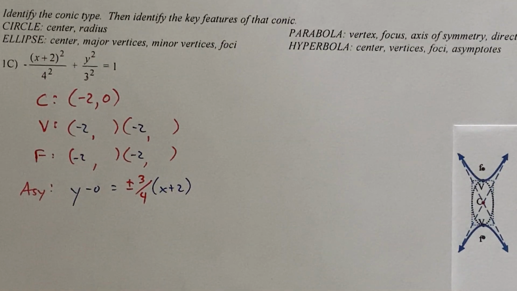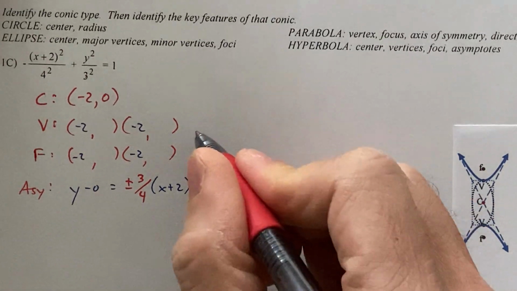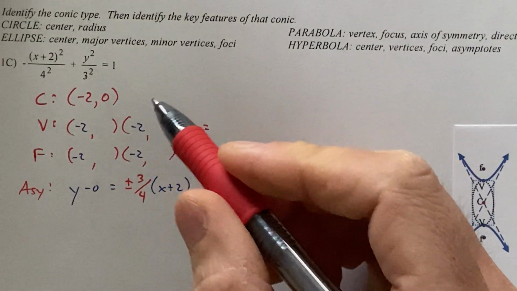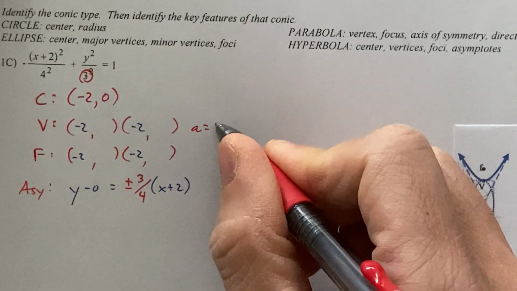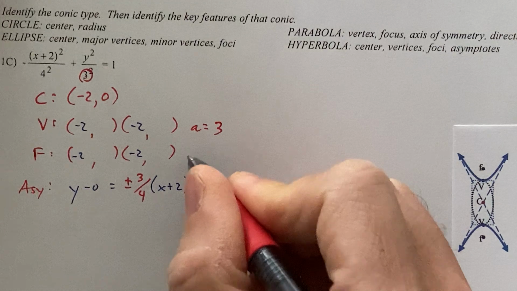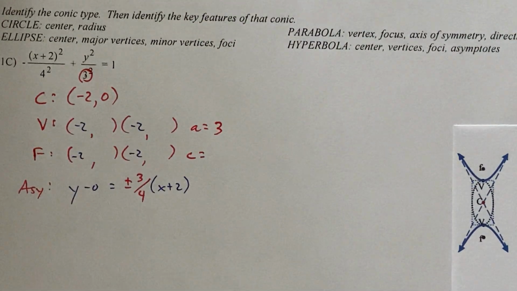Now it's just a matter of figuring out how far the vertices and the foci are from the center. So by definition, A will give me the distance from the vertices to the center. And what is A? Staring right at me, 3. C will give me the distance from the foci to the center. What is C? I don't know, at least not yet.